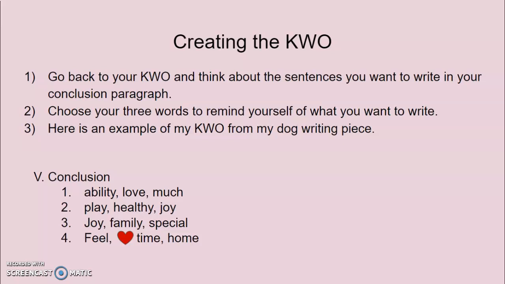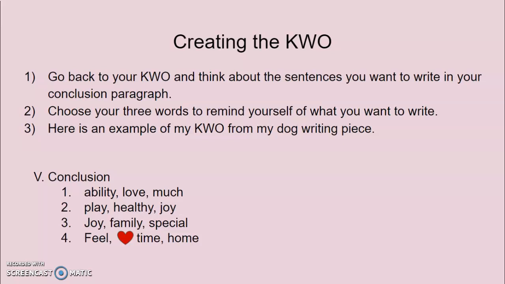The first line, again, is restating your main idea. So in my example, I used a quote in the beginning of my introduction paragraph. So I went back and looked at the quote. Now I don't want to say the quote again. I want to just take the idea from the quote and write it some other way. So the 3 words that I chose were ability, love, and much. They are right there. Then again, we move to the second line, which talks about the 3 subtopics. So I just listed there play, healthy, joy, because they were the 3 subtopics.